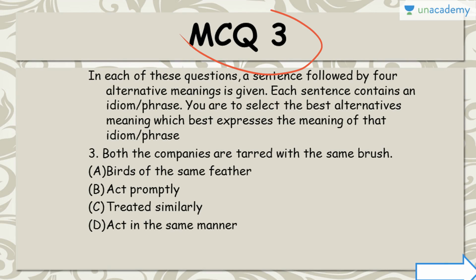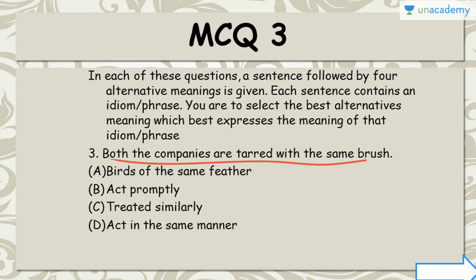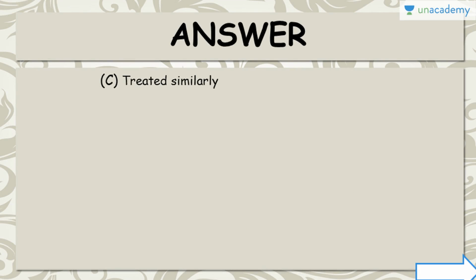We have MCQ 3. In this case, we have an idiom or phrase in the sentence, and you have to find the meaning of that idiom or phrase out of these four options. So the sentence reads, both the companies are tarred with the same brush. What is the meaning of the phrase used in this sentence? Option A, birds of the same feather. Option B, act promptly. Option C, treated similarly. Option D, act in the same manner. So think of the right answer, pause the video and take your time. And the right answer to this question is C, treated similarly.